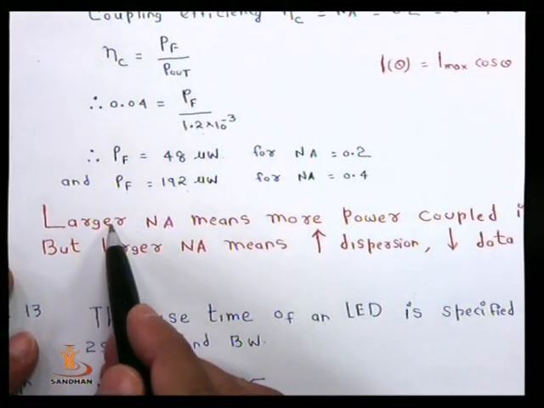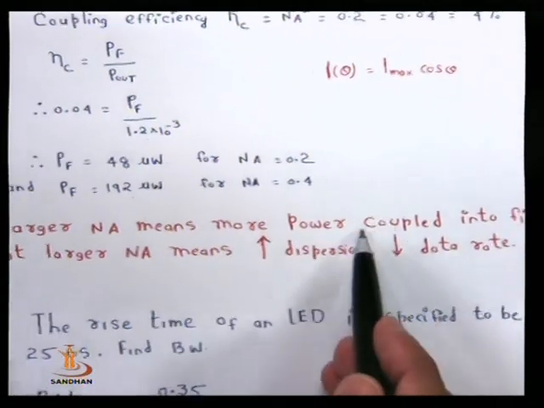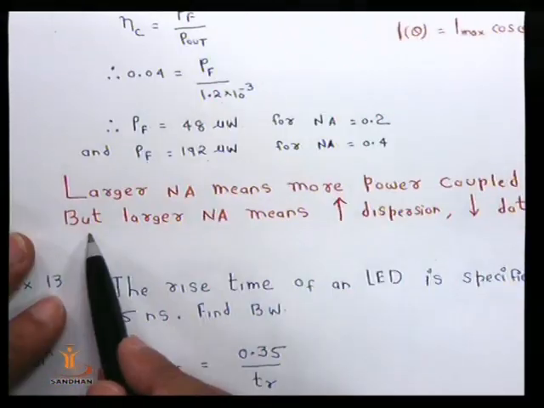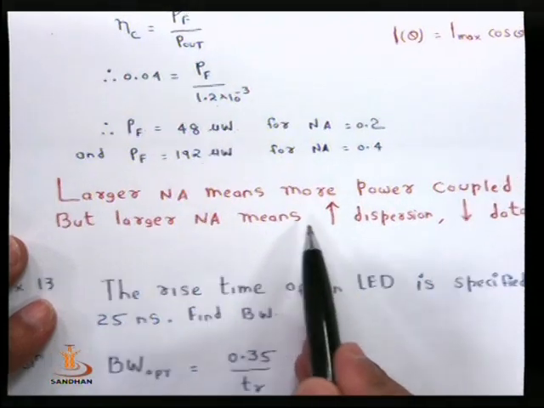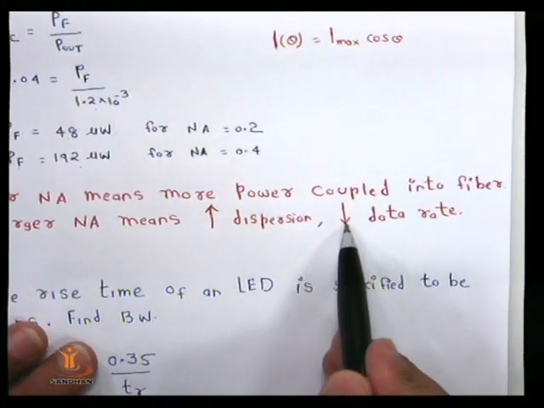It means a larger numerical aperture means more power coupled into the fiber, but a larger numerical aperture also means increased dispersion and decreased data rate.